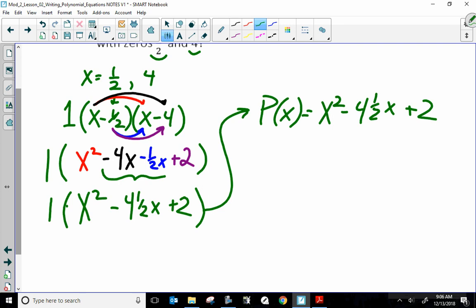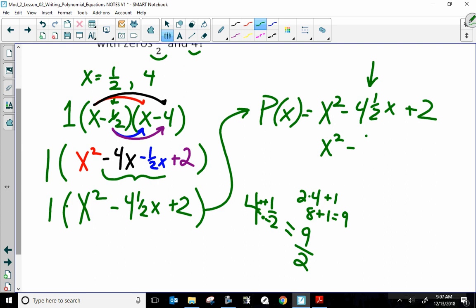Word to the wise. If this were multiple choice on a final, they would not write your fraction like that. Okay? Please remember, if I have 4 and 1/2, I multiply 4 times 2, and then I add it to 1. 2 times 4 plus 1 is 8 plus 1, which is 9. So that's the same thing as saying 9 over 2. Multiple choice in the test would look like x squared minus 9 halves x plus 2.